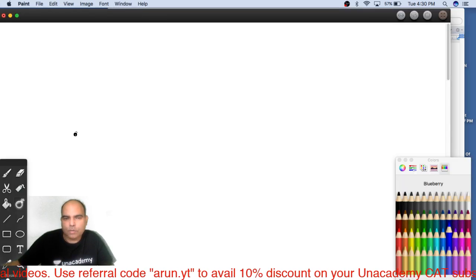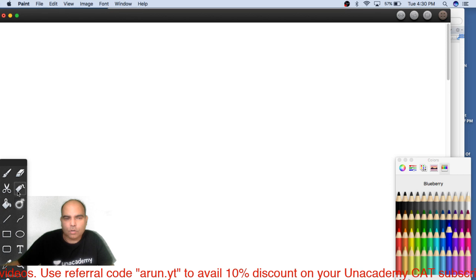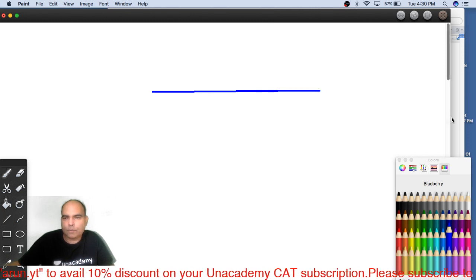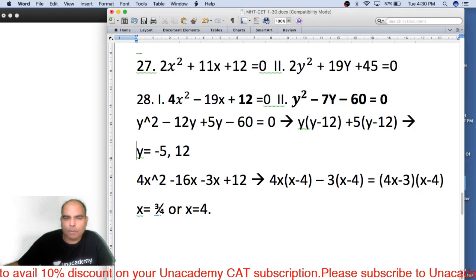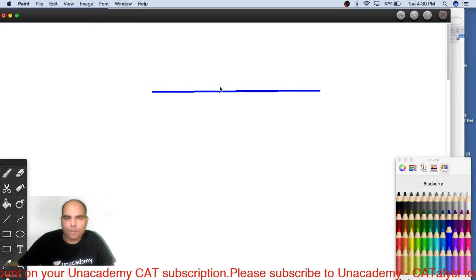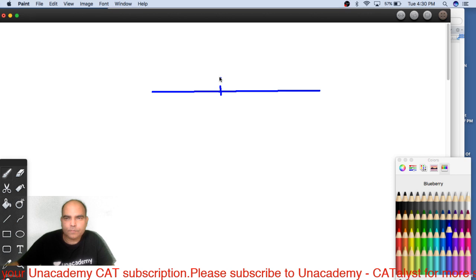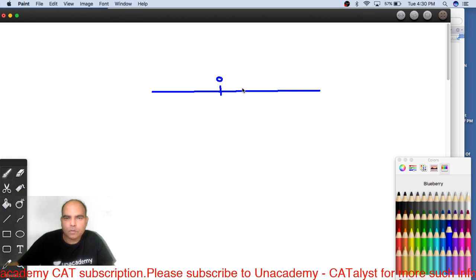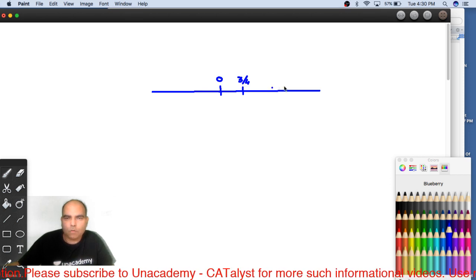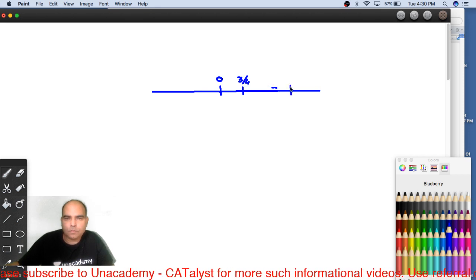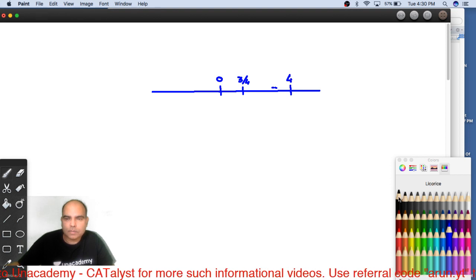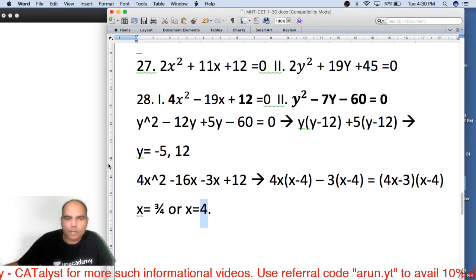So best thing is to think of it on the number line. That's the best way to visualize inequalities like this. So if you look back, the values of x are 3 by 4 or 4. So if my 0 is here, the values of x are 3 by 4 or 4, whereas the value of y is 12 or minus 5.